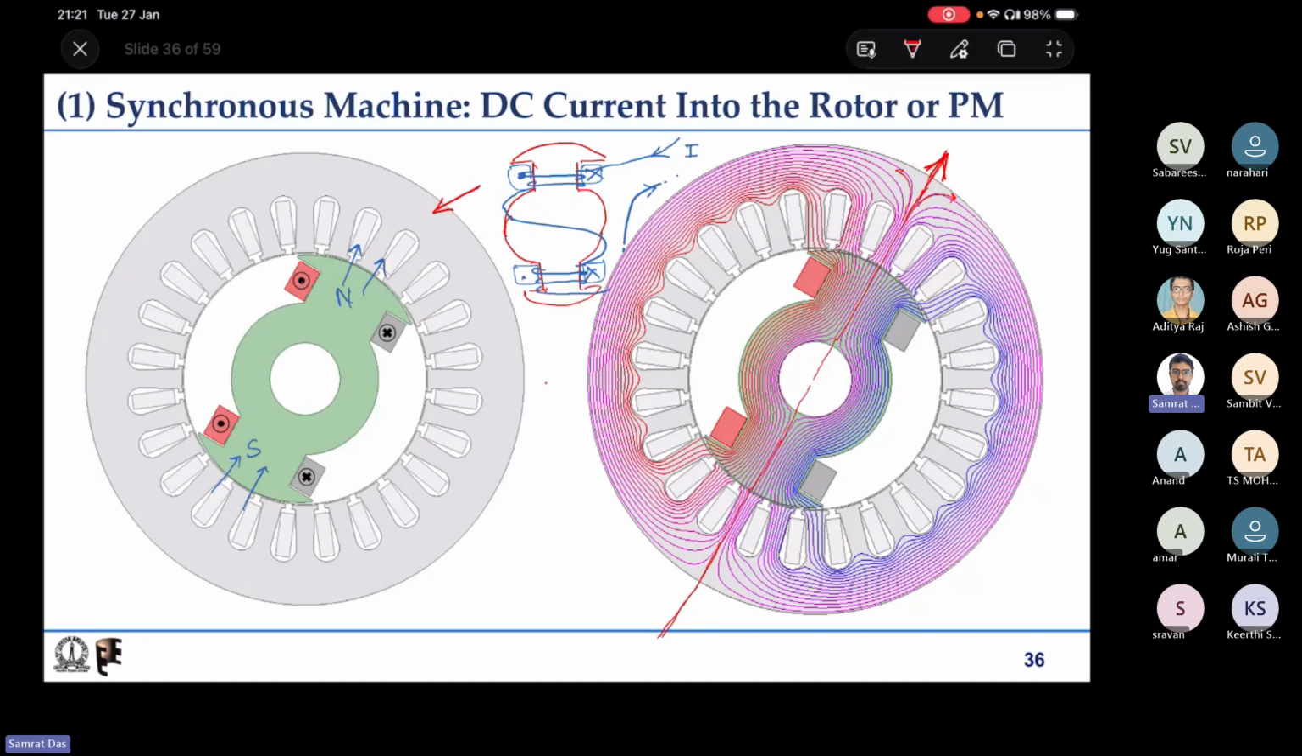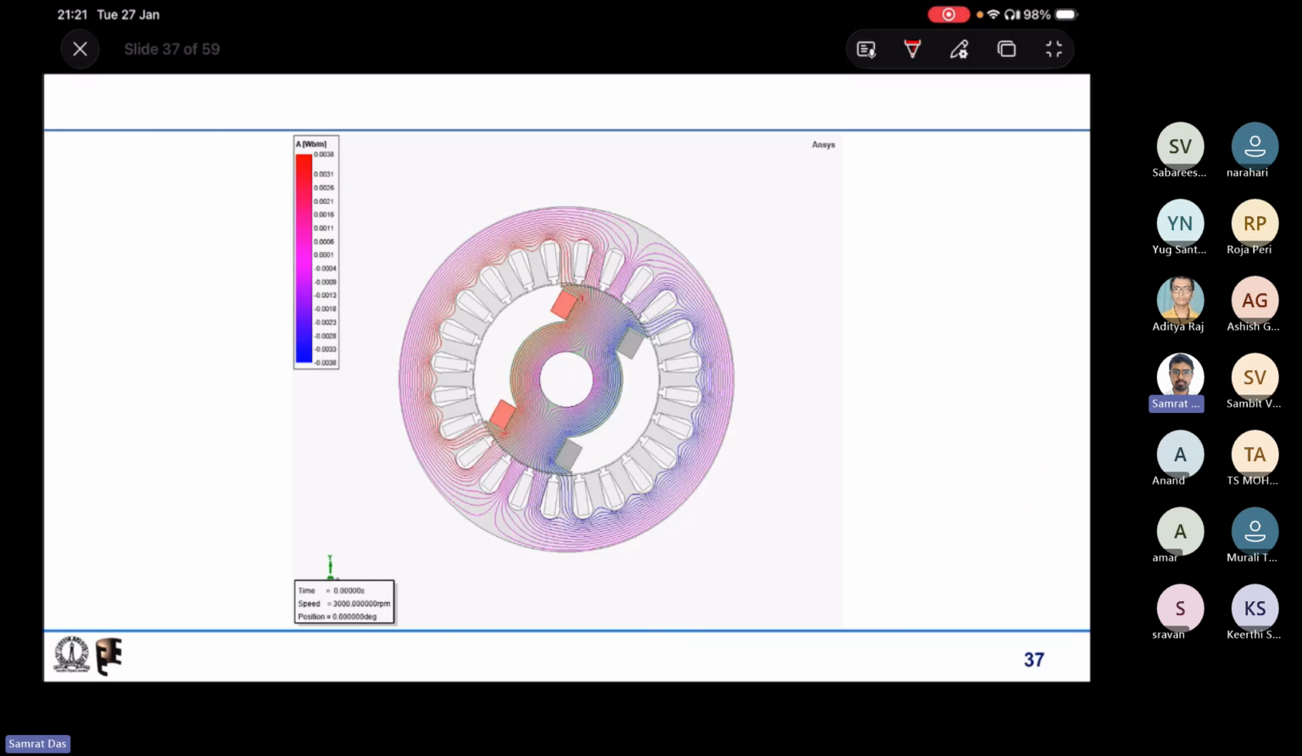Now you can see the rotor is stationary in this case, and we have a stationary magnetic field. Now what happens if we rotate the rotor? The rotor rotates, by how we don't know, but somehow we make the rotor rotate by some prime mover, let us say. We are just trying to see what happens if the rotor rotates. So here is one animation that I will run.